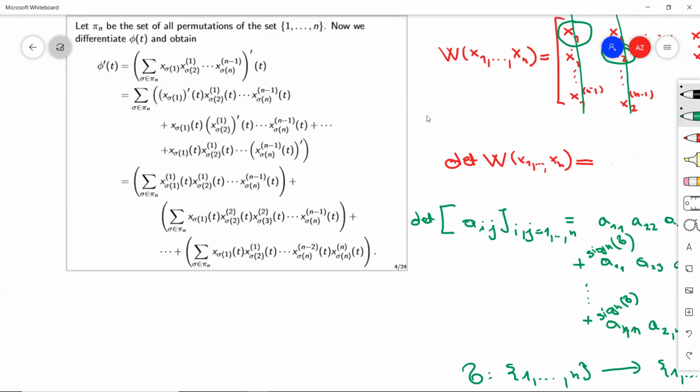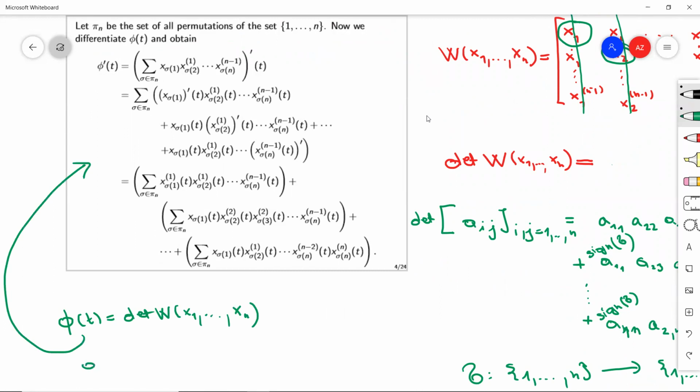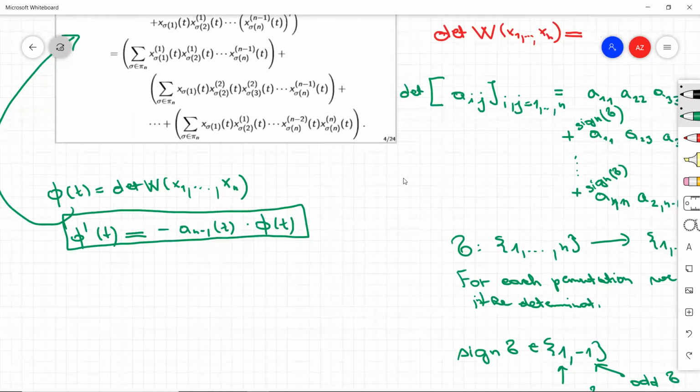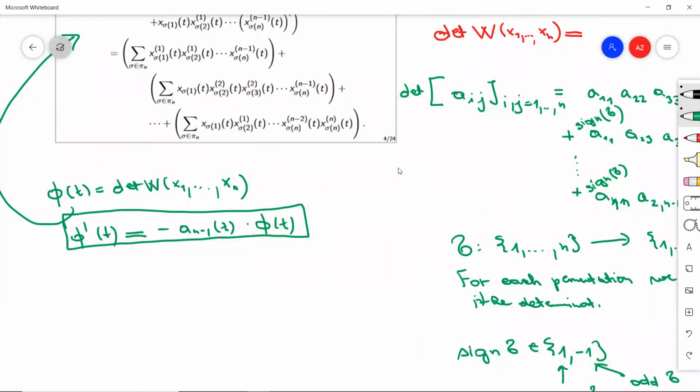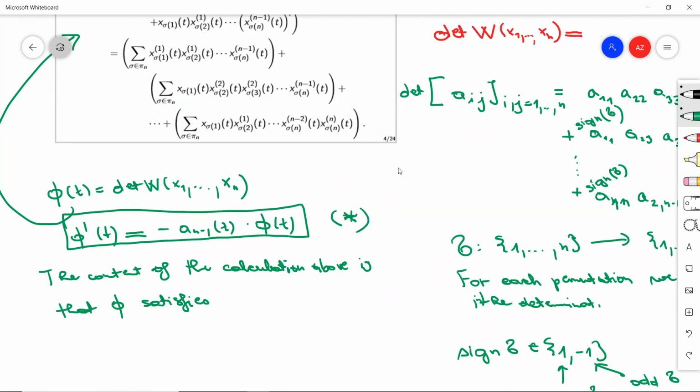You don't need to know every step of this proof, but if phi is the determinant of the Wronskian, then this calculation above shows that phi prime of t is minus a_{n-1} of t times phi of t. So this is the content of this calculation. The content of the calculation above is that phi satisfies this differential equation, star.